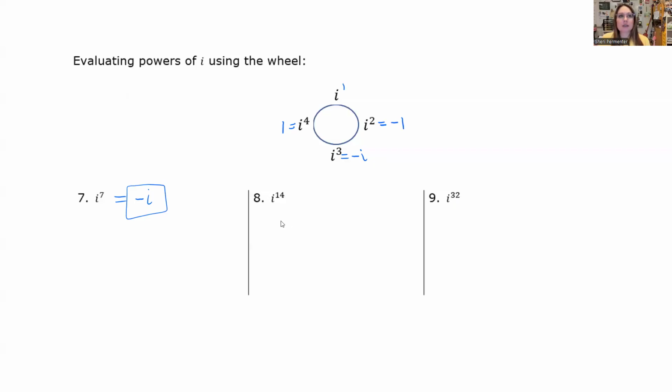i to the 14th. Well, I'm going to be smart. I already stopped at negative i is where i to the 7th is. So I'm going to start here because I know that this is the same place as i to the 7th. 8, 9, 10, 11, 12, 13, 14. So i to the 14th is going to be negative 1.